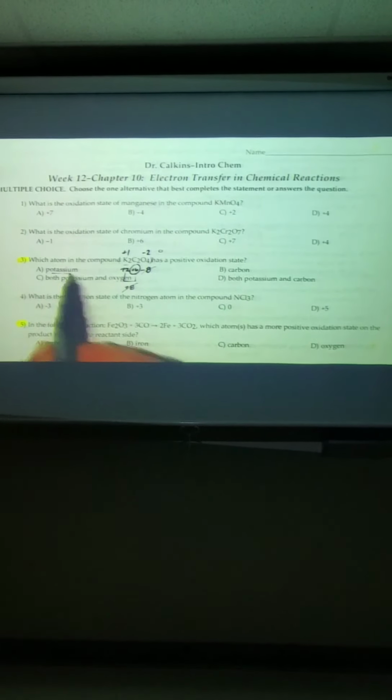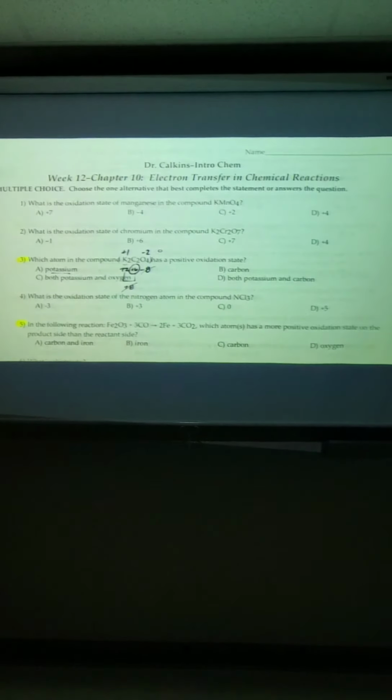We see that potassium is positive by rule. That was rule number 4. Group 1 is always a +1. When it's attached to other partners, not in its elemental form, then it'd be 0. And then now we see that carbon has to be positive to make up for all that negative on the oxygens. So in this case, we have both potassium and carbon. Potassium's a +1, and if you recognize that there was 2 carbons that are +6 each, that would have been a +3 per carbon. And that's number 3.